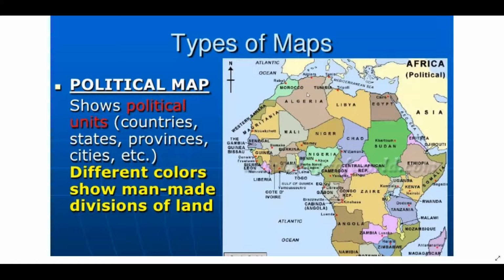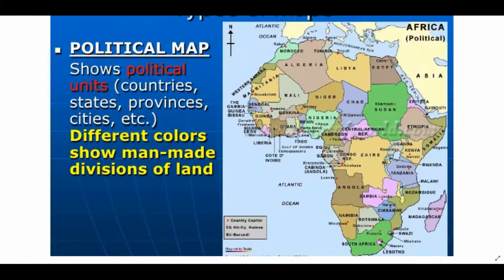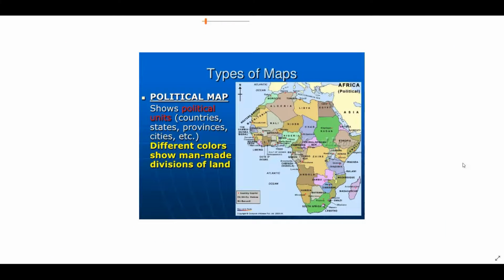Egypt, Libya, Algeria, Morocco up here, Guinea, Nigeria here, Chad, Sudan, Ethiopia. You see all these are countries. And you can also see the cities in there. That shows you the waters, you know, what they're called. Shows you the capitals. All these red dots are the capital cities. So that's what a political map shows you. Shows you all the different little parts of whatever area you're looking at.